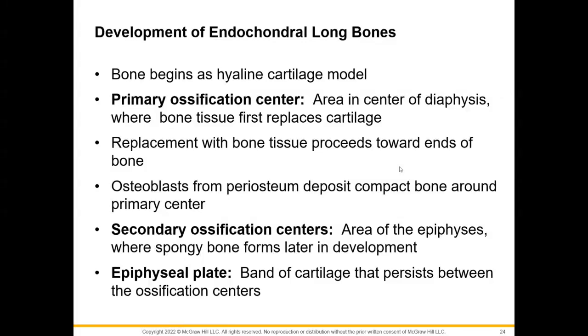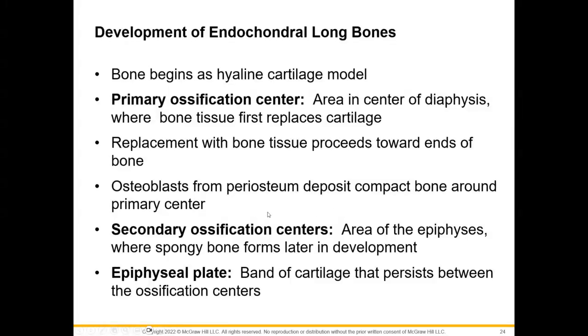So if we look at the formation of, say, a long bone, it begins as a hyaline cartilage model. You have a primary ossification center, and this is the area in the center of the diaphysis where the bone tissue will replace the cartilage initially. Replacement with the bone tissue will then proceed towards the ends of the bone, towards what's going to be the epiphyses.